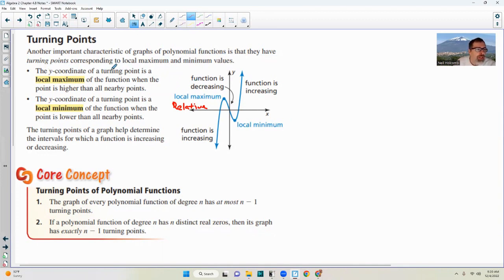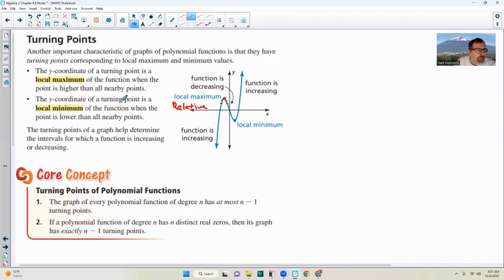The y-coordinate of a turning point is a local maximum of the function when the point is higher than all nearby points. So this point right here is higher than this point. It's higher than this point. It's higher than this point. All points around it, it is the highest point of the points around it.